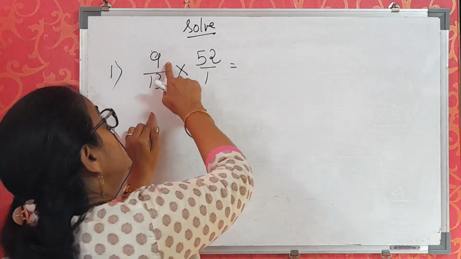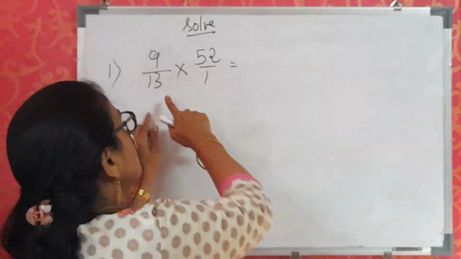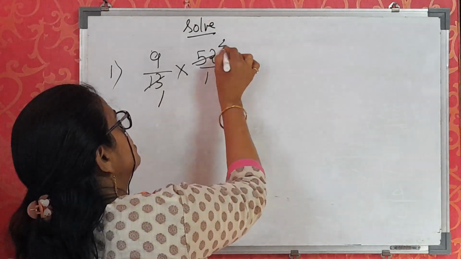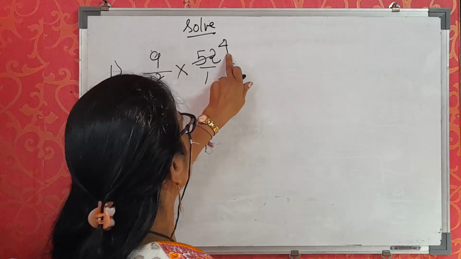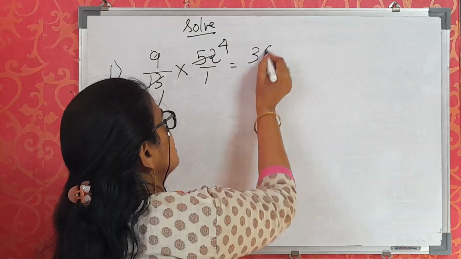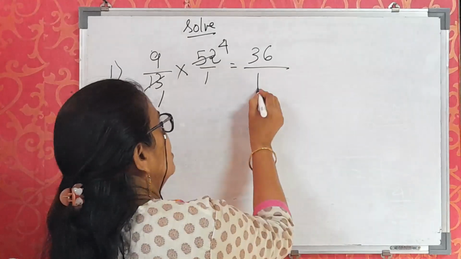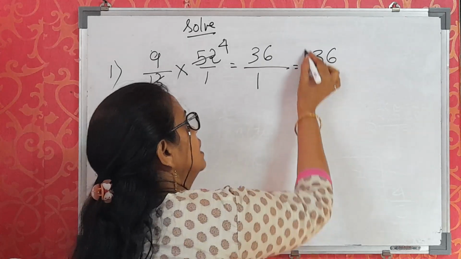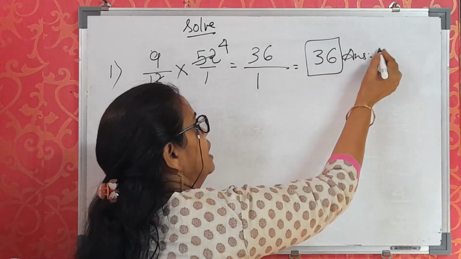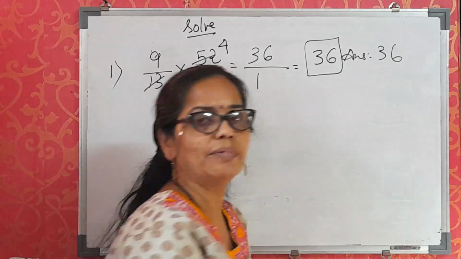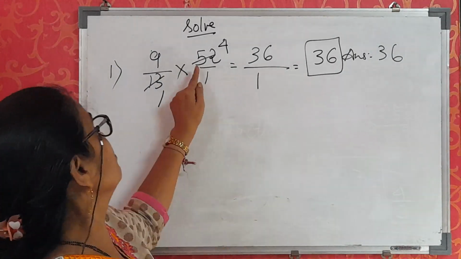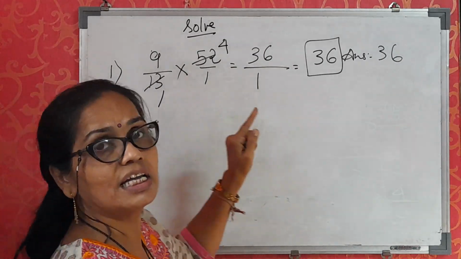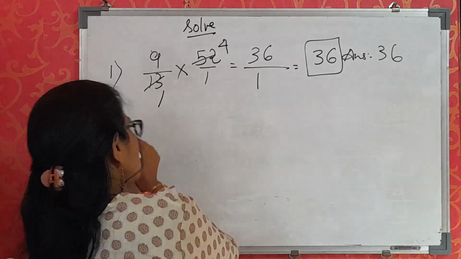So now in the 9 table 13 doesn't come, but in the 13 table 52 comes. 13 ones are 13, 13 fours are 52. Now numerator 9 fours are 36. Denominator 1 ones are 1. Since 1 is the denominator, it becomes whole number 36. So your final answer is 36. This way systematically you can solve the sum. Now here this 52 was a whole number, so I have considered 1 as the denominator. Suppose your second sum is like this.